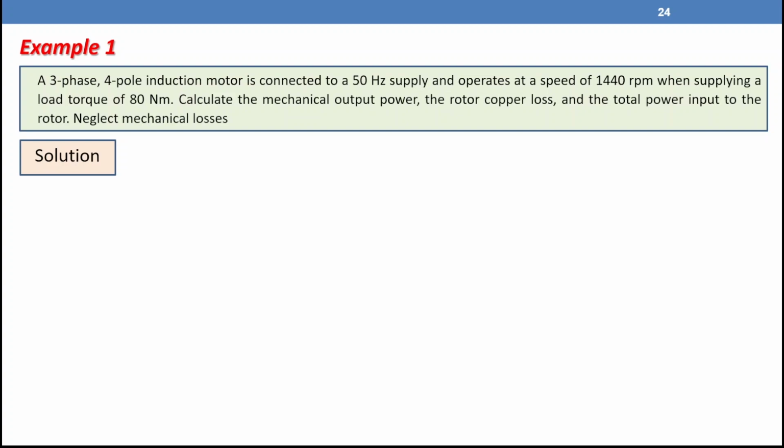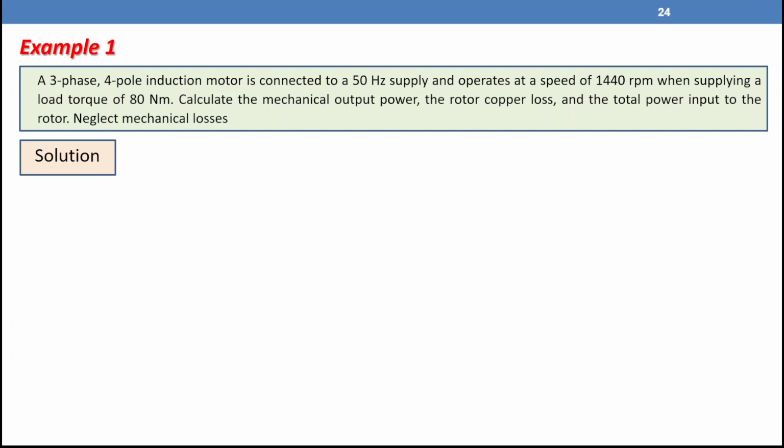A three-phase four-pole induction motor is connected to a 50 Hz supply and operates at a speed of 1440 RPM when supplying a load torque of 80 Nm. Please note the speed is 1440 RPM at a specific torque, 80 Nm. So we need to calculate the mechanical output power, the rotor copper loss, and the total power input to the rotor. We can neglect the mechanical loss.